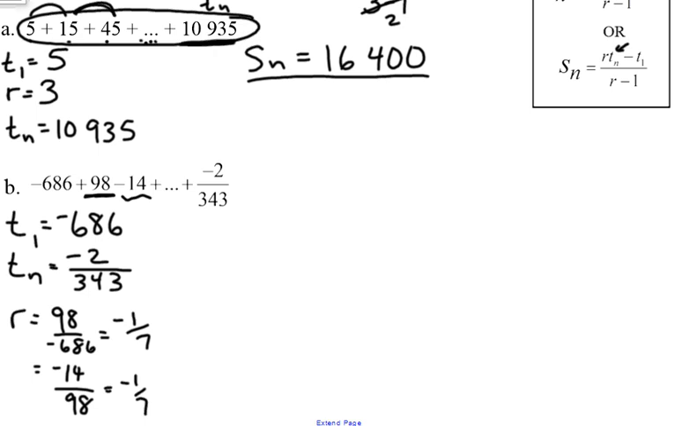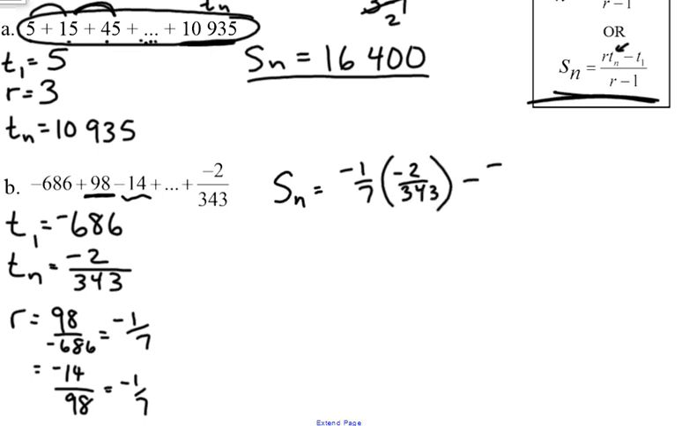Quick check, make sure we know and we have a geometric series. So we have the T of N, so we can use the second formula. The sum of these is going to be our R value, negative 1/7, times the last value, negative 2 343rds. Subtract term 1, which is negative 686, and all of that is going to go over R minus 1.